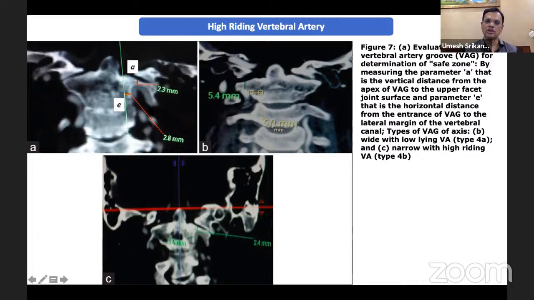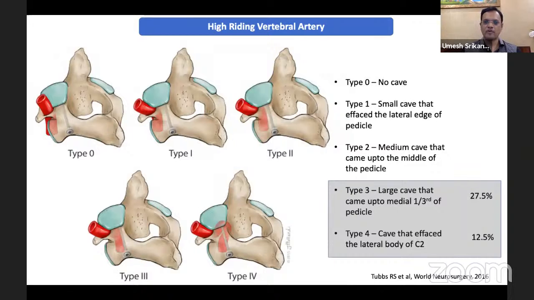Based on this, there have been several classifications. I'm not going to go into the details. It can be a wide medial pedicle with a narrow high riding vertebral artery, or a narrow pedicle with a high riding vertebral artery. Both these variations can be seen, which is important to identify before planning for fixation in this particular region.